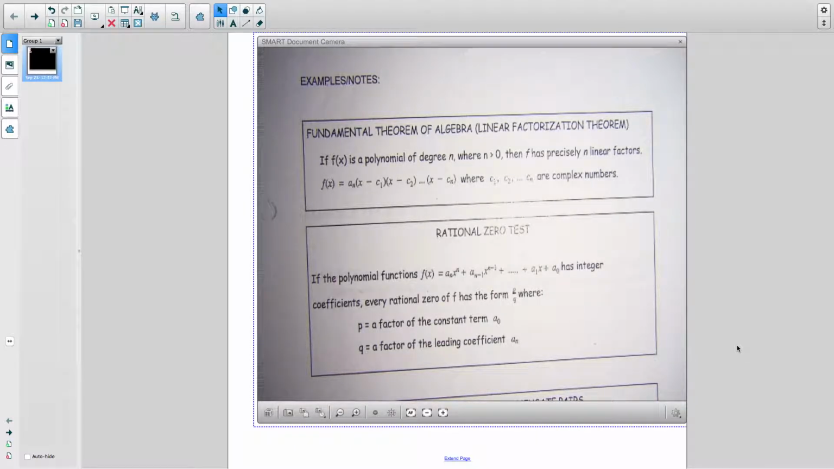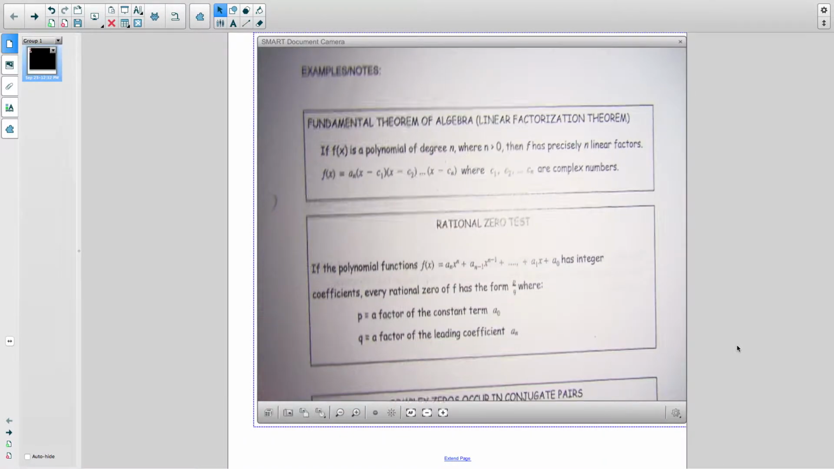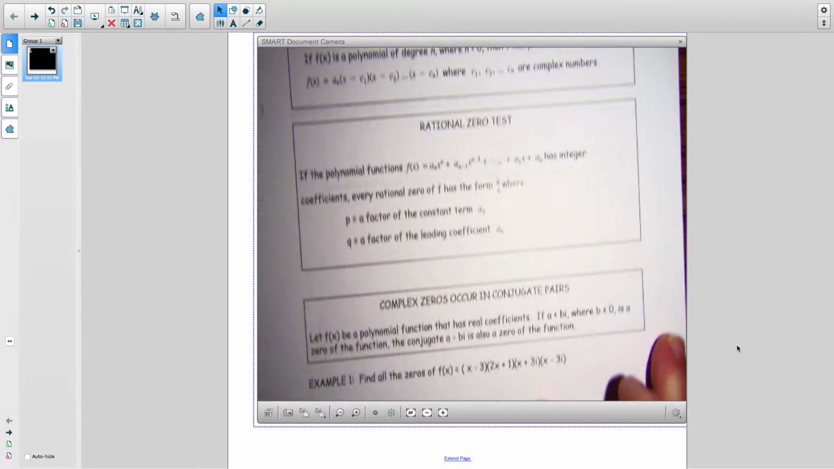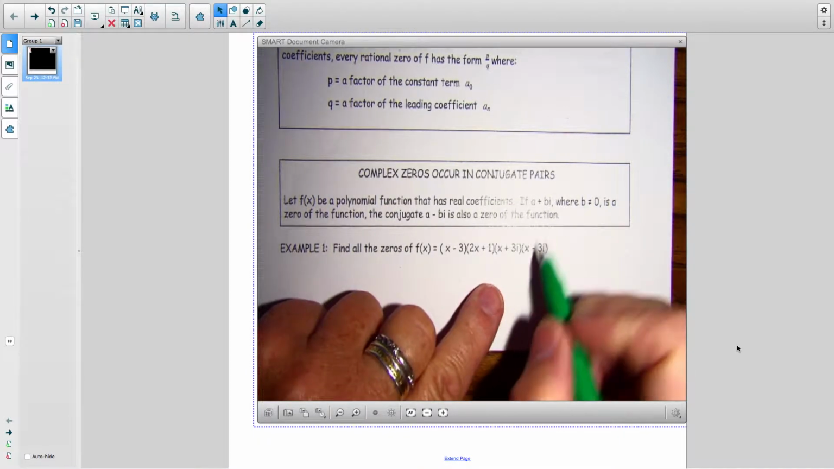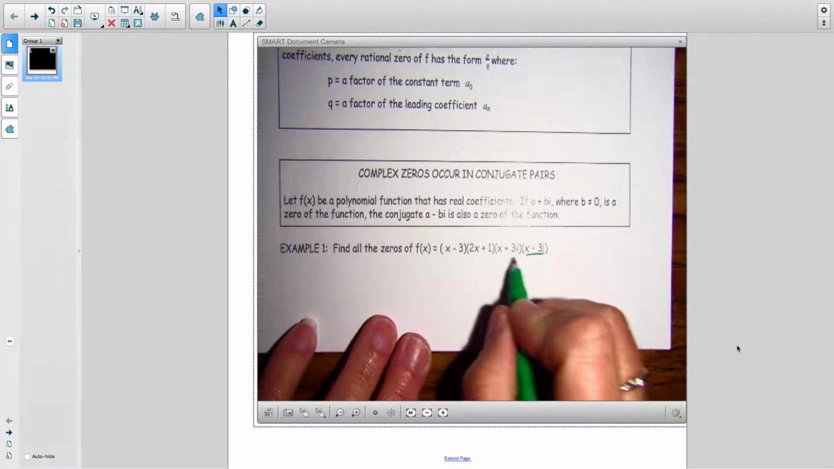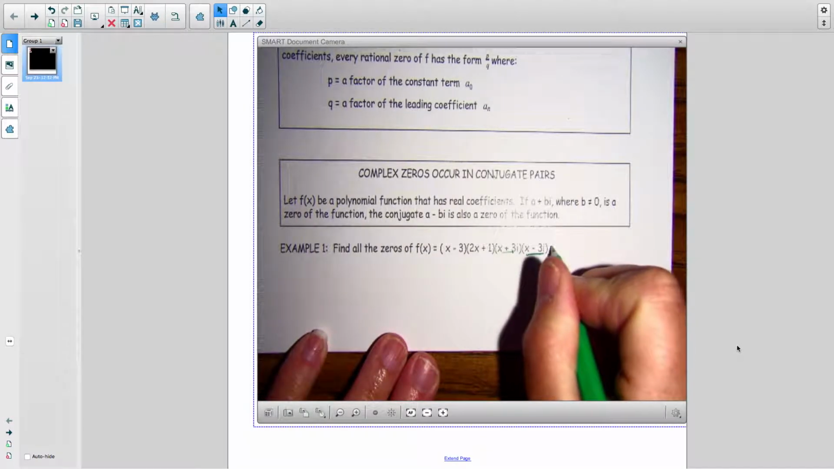So let f be a polynomial function that has real coefficients. If a plus bi, where b is not 0, is a zero of the function, then the conjugate a minus bi is also a zero. So what we're saying is that if we have a complex zero, like 3 minus 3i, then its conjugate is also a zero, whether they tell you that or not. So for this one, it says find all zeros. So we set this equal to 0.